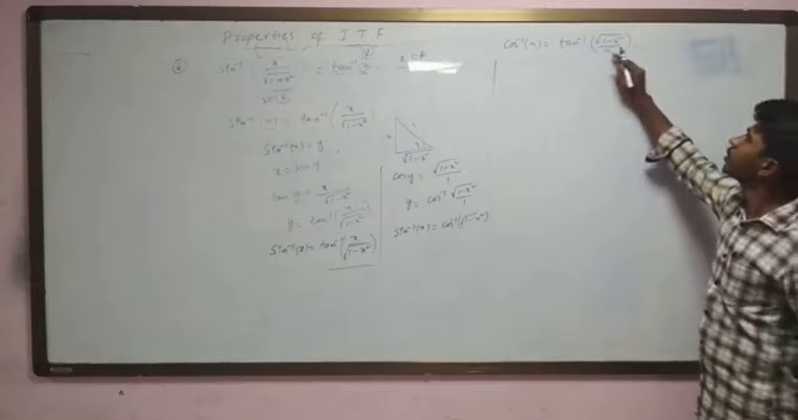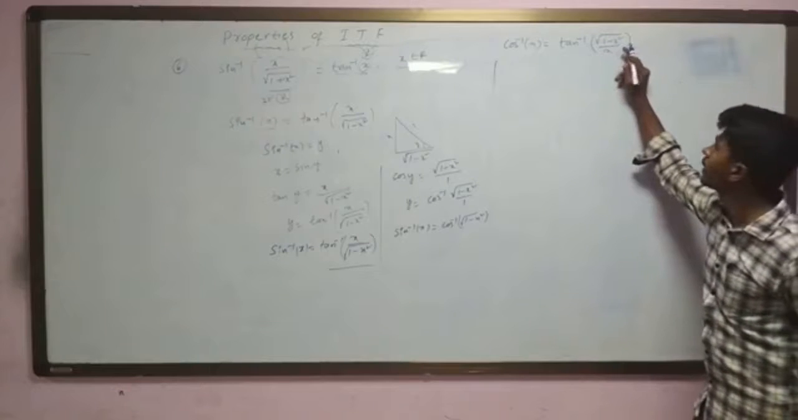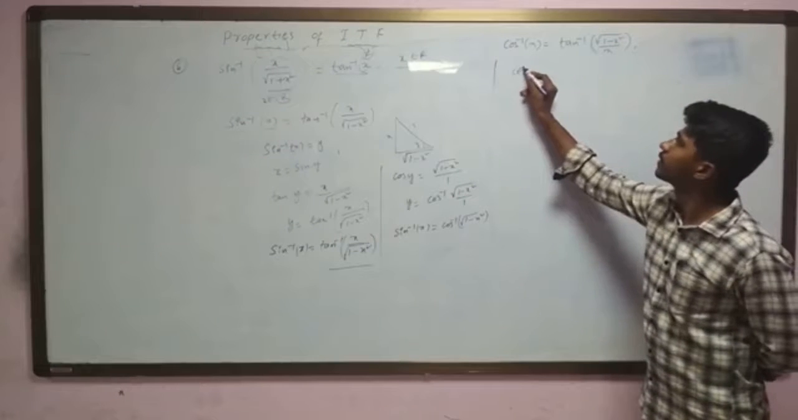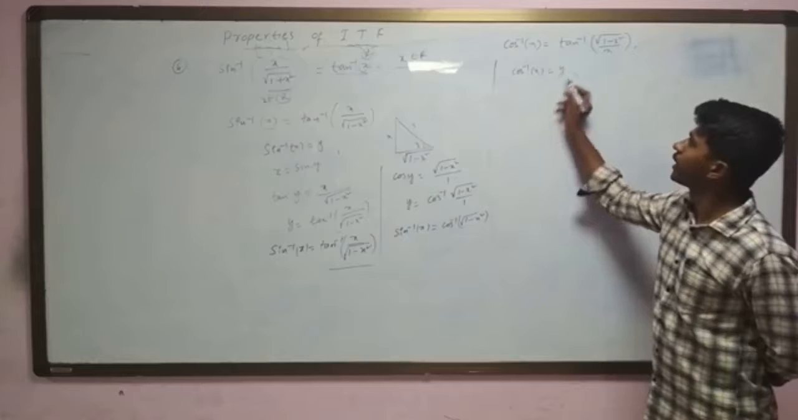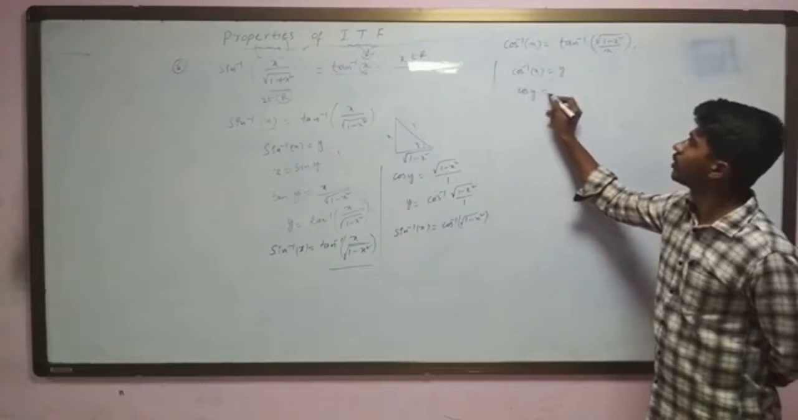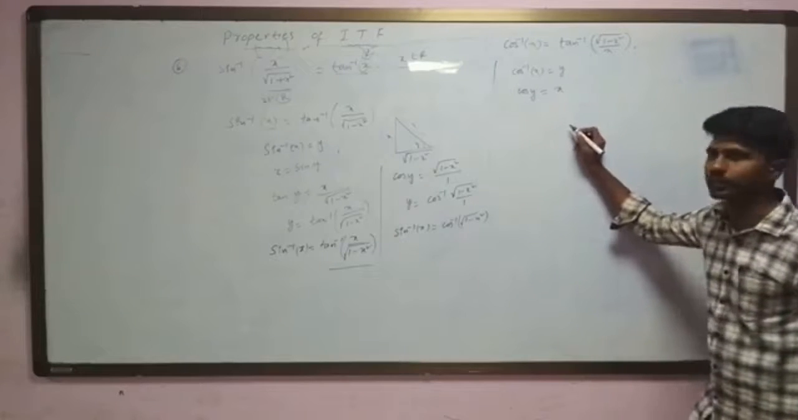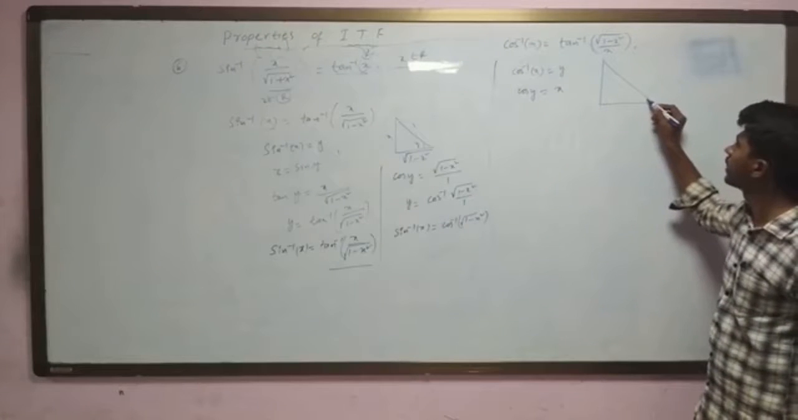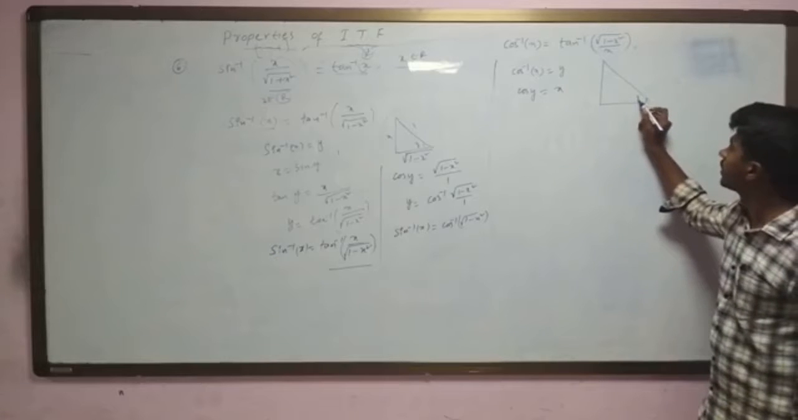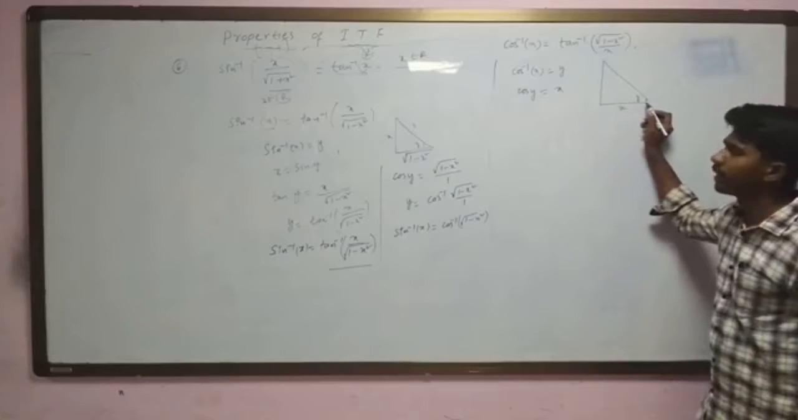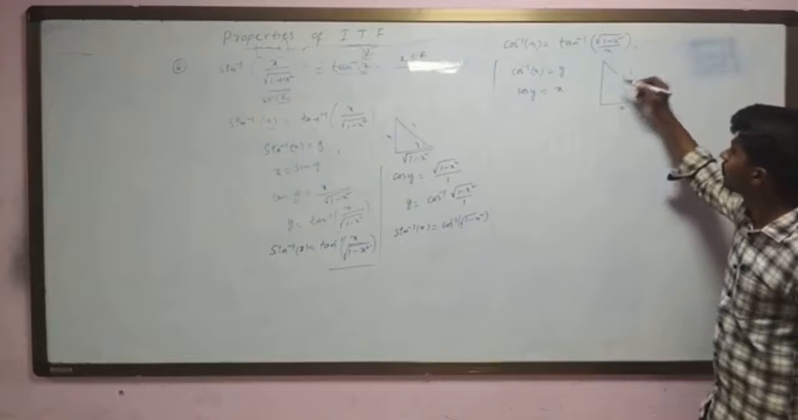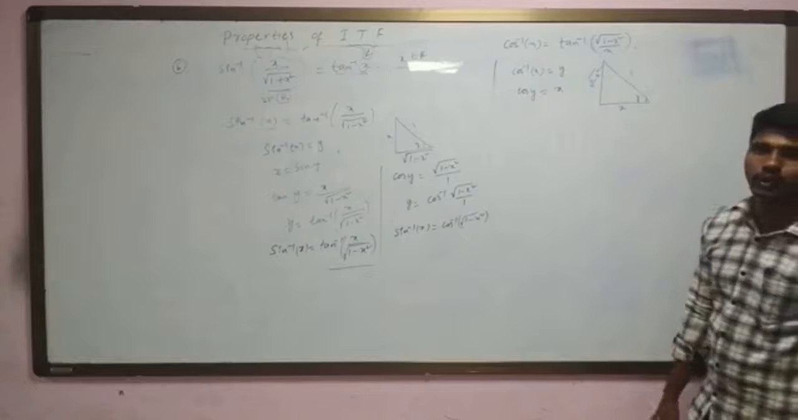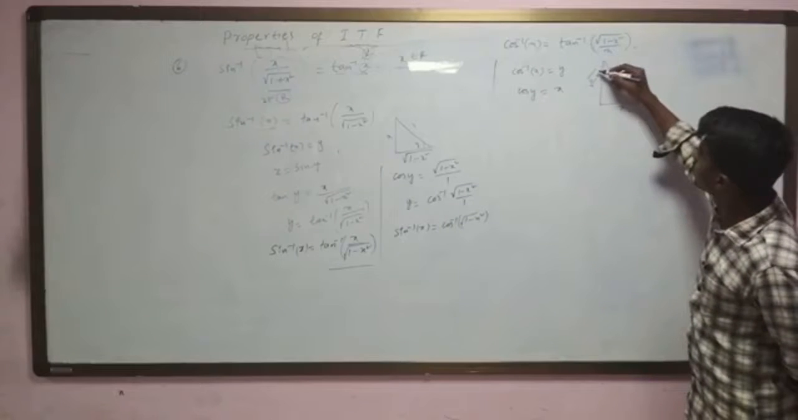Prove that tan inverse of root of 1 minus x square by x is equal to cos inverse x. Take cos inverse x as y, then we get cos y is equal to x. Similarly, take a right angle triangle, select the angle y, with adjacent side x and hypotenuse 1. So we get the opposite side as root over 1 minus x square.